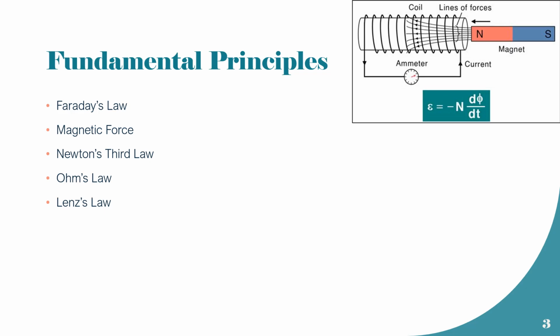The fundamental principles we'll see in this lab are Faraday's law, the magnetic force, Newton's third law, Ohm's law, and Lenz's law, some of which you can see in the image in the top right, where the negative sign is Lenz's law, and then the EMF equaling N dΦ/dt is Faraday's law. And as a brief preview of the main result, we'll see that this current caused by change in flux is going to slow down a magnet falling through a tube.